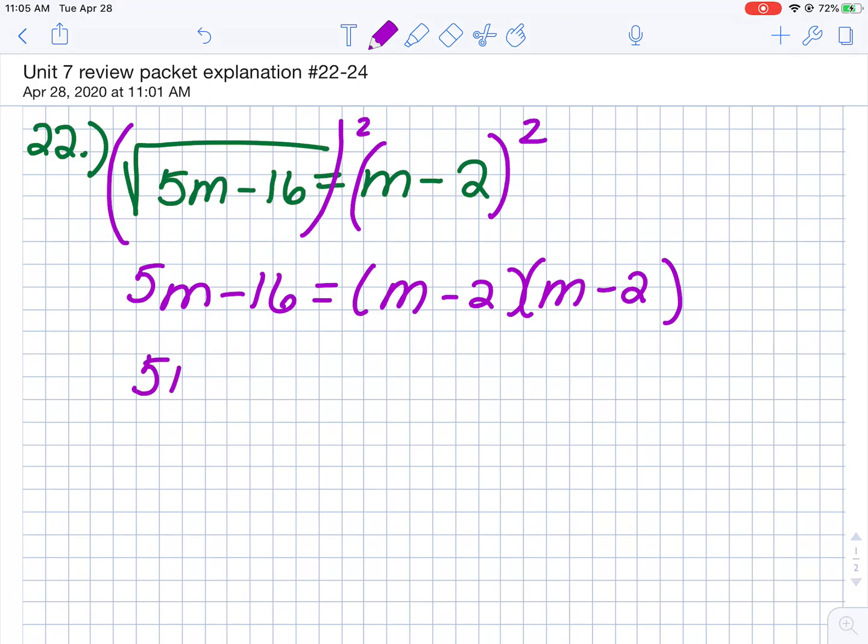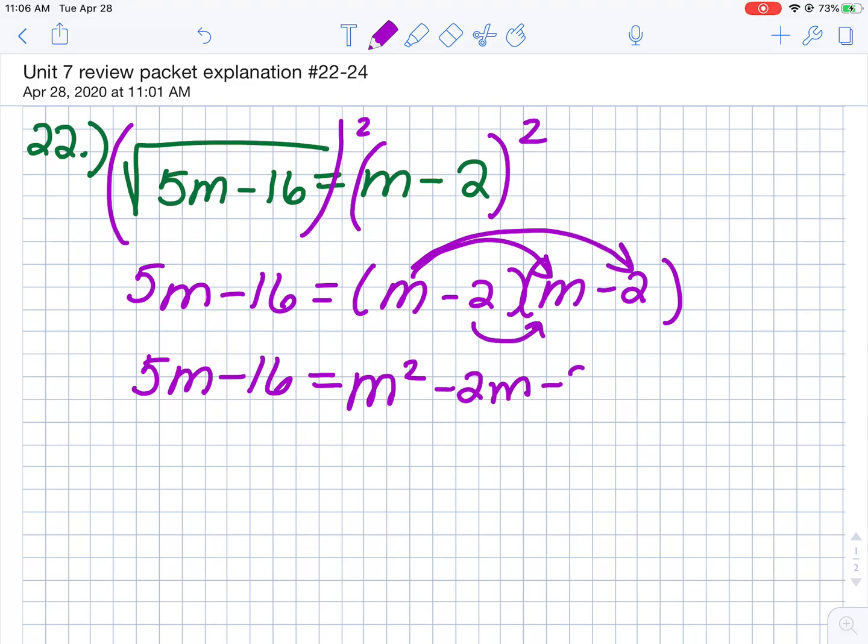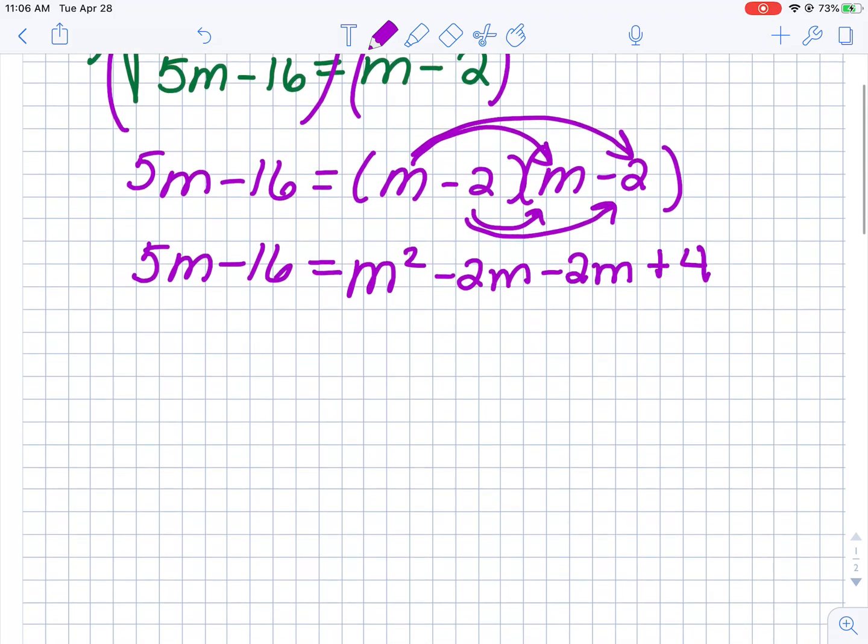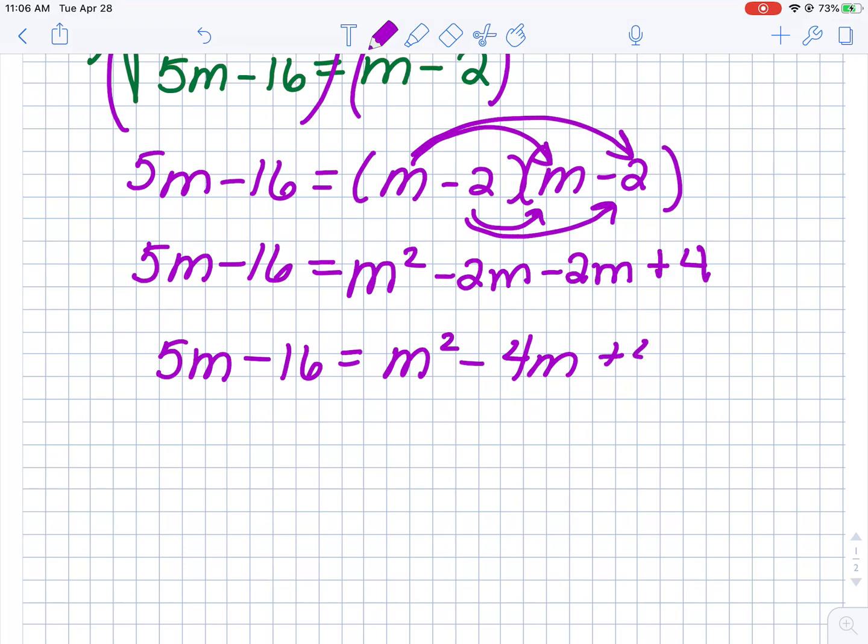So we still have 5m minus 16 on the left side, and on the right side, m squared. You can FOIL or box it. I'm just going to do it quickly this way. Minus 2m, minus 2m, plus 4. So watch your signs here. If you're getting it wrong, I would go back and check your signs. So 5m minus 16 equals m squared minus 4m plus 4.